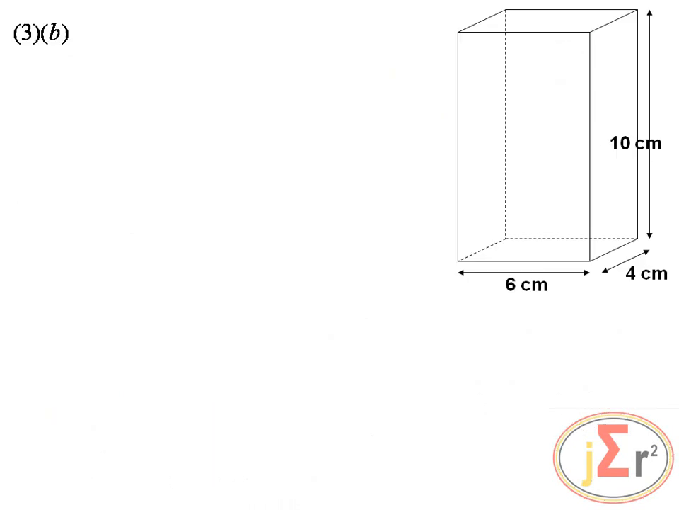We need first in 3b to calculate the volume of milk in each box whose dimensions are given here. And if we have a cuboid, the volume is equal to length times width times height. And we substitute those values, and there is no difficulty right there. V is equal to 240 centimeters cubed.